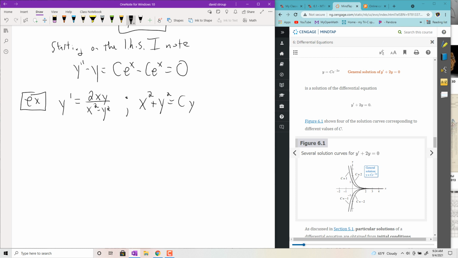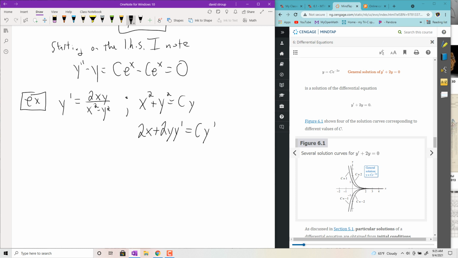I need the derivative y prime, and in order to get the derivative, I have to do implicit differentiation in this case. So the derivative of x squared is 2x. The derivative of y squared is going to be 2y, then you always have to tack on a y prime when you're taking the derivative of the y, the dependent variable. Okay, so on the other side I have c times the derivative of y, which is 1 times y prime. And then I'm going to solve for y prime.